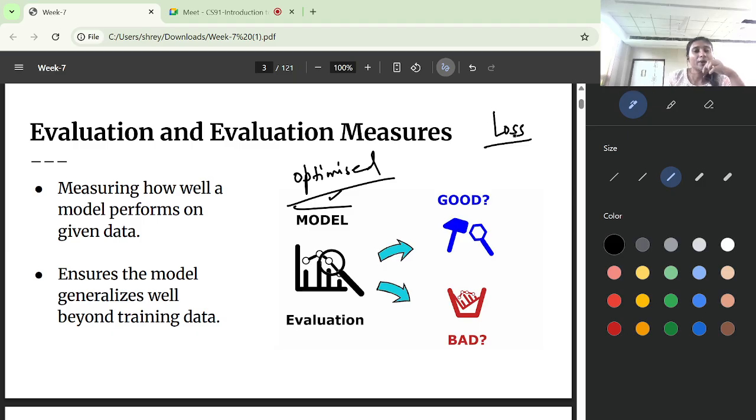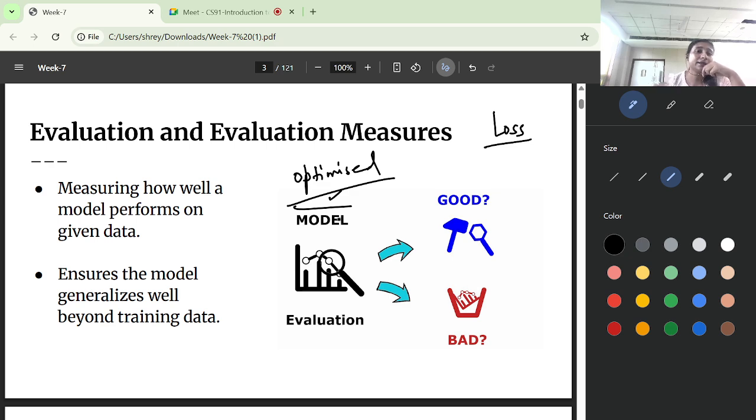So basically, evaluation measures are the measures of how well a model is performing on given data, and they ensure that the model generalizes well beyond the training data. It means that if you come to the class, we give you some input in the form of PPTs or lectures, and we test you at testing time.